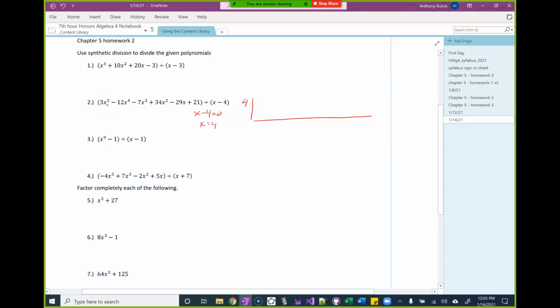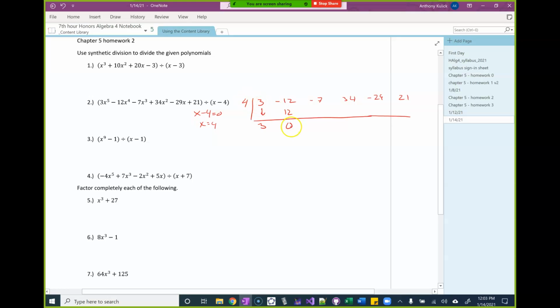The numbers on the inside are going to be the coefficients from this polynomial. Before I start writing those in, I'm going to check to make sure that all the degrees are covered. So I have an x to the 5th, 4th, 3rd, 2nd, 1st, and then constant. So I don't have any missing parts, so I don't need to add any extra zeros in there. So I'll bring the first number down, and then 3 times 4 is 12.